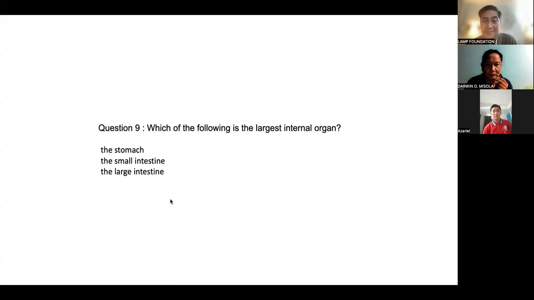The stomach. No, that's too small. The large intestine. No. The largest. Liver. There's no liver there. Oo nga eh. So small... mali ang stomach, mali ang large intestine. The answer is the small intestine.